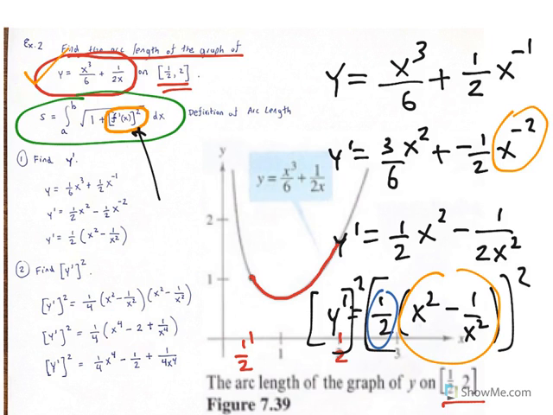And the last thing that I did was I just distributed the 1/4 to each of these three terms, and that gives me 1/4 x to the 4th minus 2 over 4, which is minus 1/2, plus 1 over 4 x to the 4th.